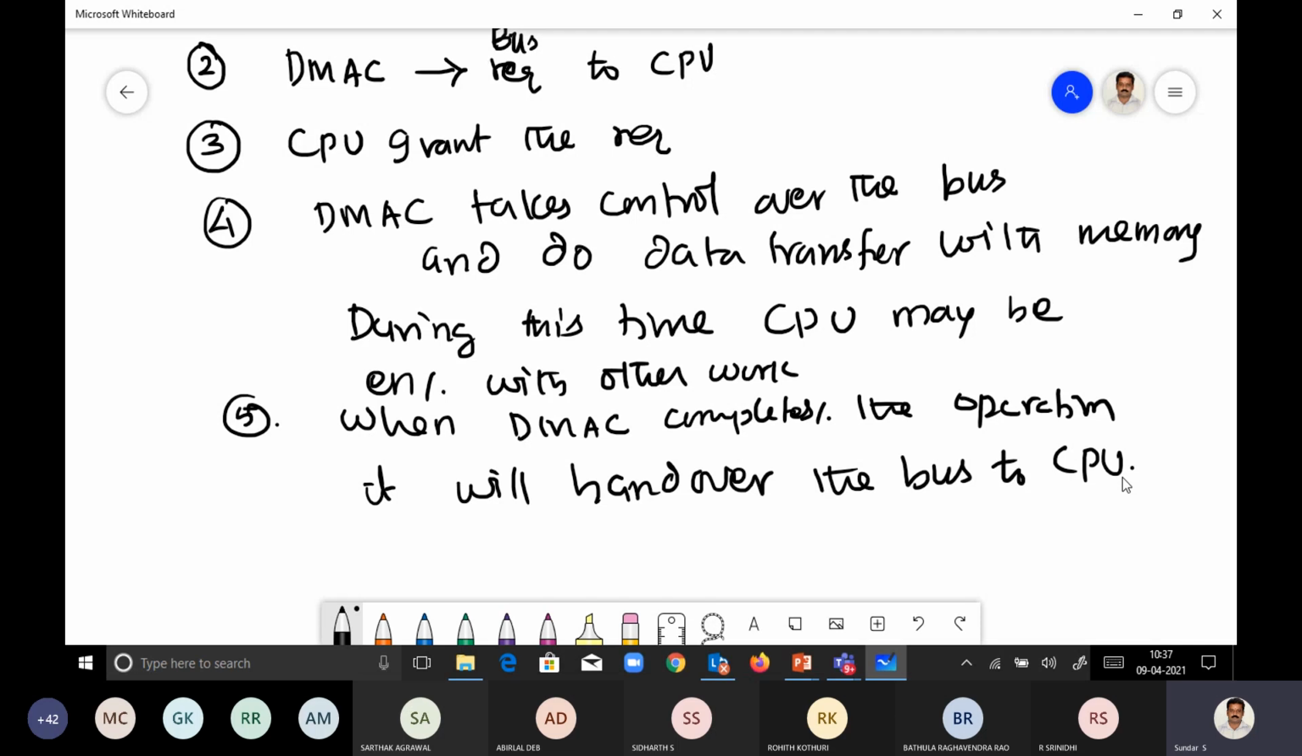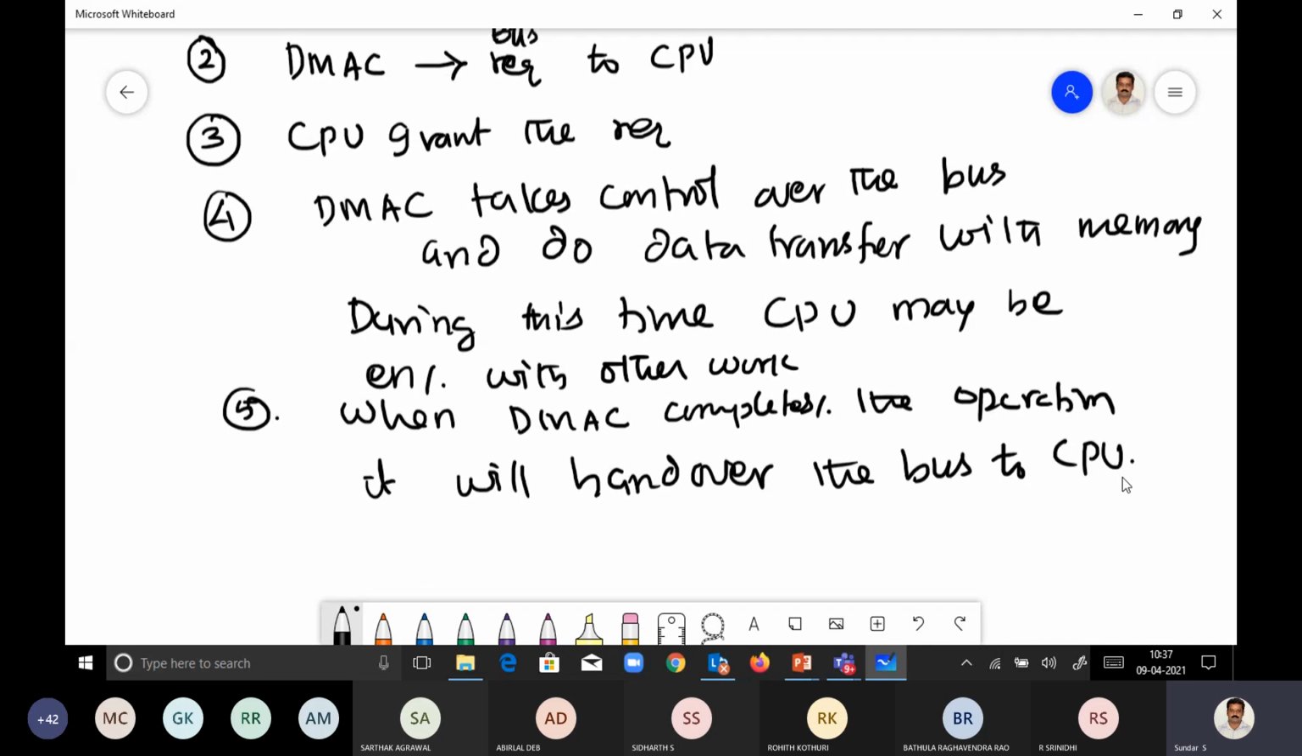Okay, so any doubt in this? Okay, so I will stop at this point. Next class we are going to discuss in detail about the DMA controller, how it looks like. So I will stop at this point.